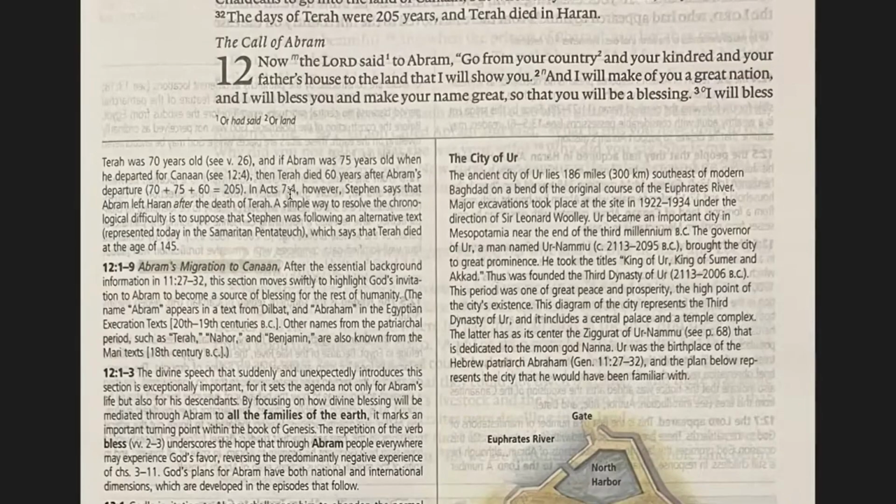In Acts chapter 7, verse 4, however, Stephen says that Abram left Haran after the death of Terah. A simple way to resolve the chronological difficulty is to suppose that Stephen was following an alternative text represented today in the Samaritan Pentateuch, which says that Terah died at the age of 145.